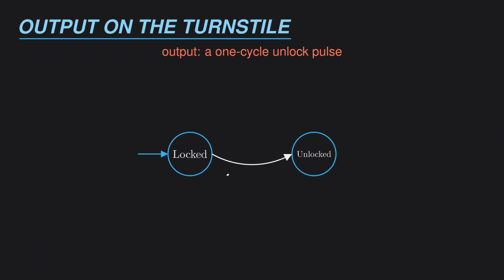Let us see it on our turnstile. We will give it a real output, a one-cycle unlock pulse that physically releases the gate when you pay. As a Mealy machine, that pulse belongs to the coin transition. From locked, the moment you insert a coin, the machine outputs a 1, the pulse, and moves to unlocked. So the output rides on the transition arrow.